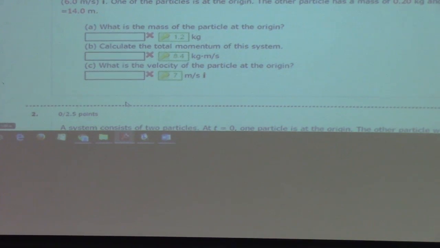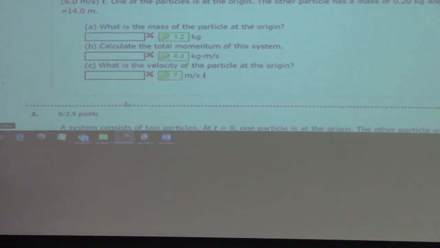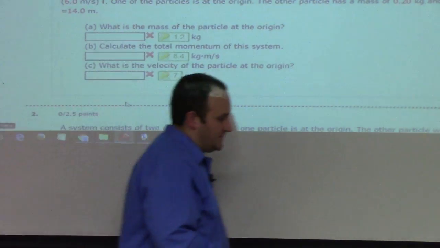At one instant, the center of mass of a system of 2 particles is located on the x-axis at x equals 2 meters and has a velocity of 6 meters per second in the x direction. One of the particles is at the origin. The other particle has a mass of 0.2 kilograms and is at rest on the x-axis at 14 meters. What is the mass of the particle at the origin? What is the total momentum of the system? What is the velocity of the particle at the origin? Okay. Let us draw a picture.